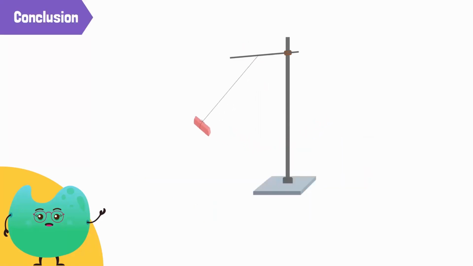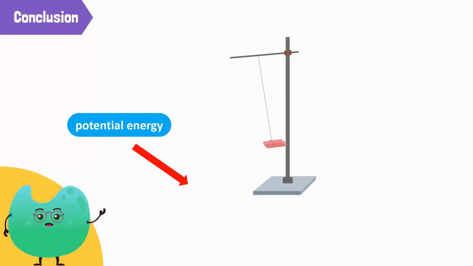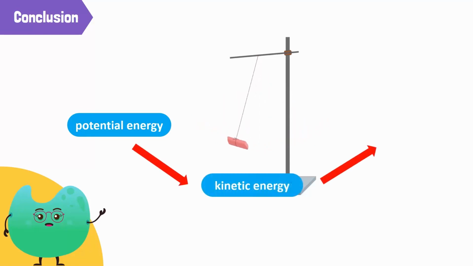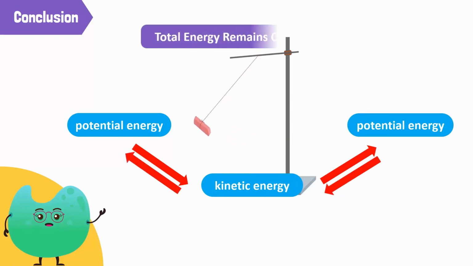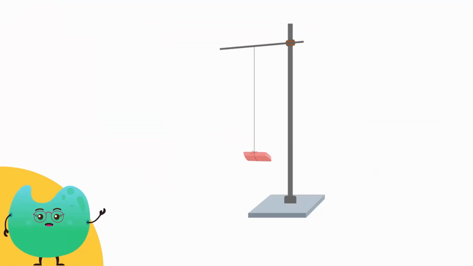Let's discuss the conclusion of this activity. The total energy of the eraser remains the same as it moves forward and backward. The form of energy is changing as it is moving from potential to kinetic energy and vice versa. This shows that energy is conserved. But there's another question. Can you tell why the eraser eventually stops swinging after some time, although energy is conserved? What happens to its energy?